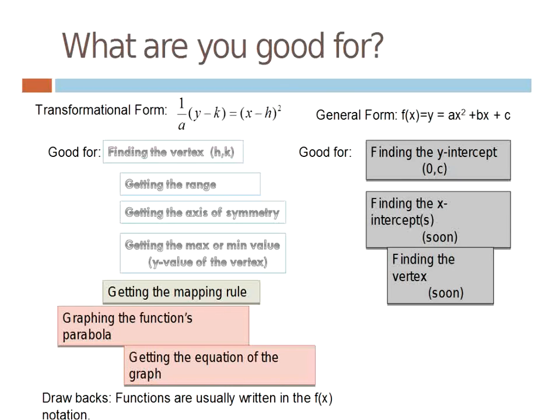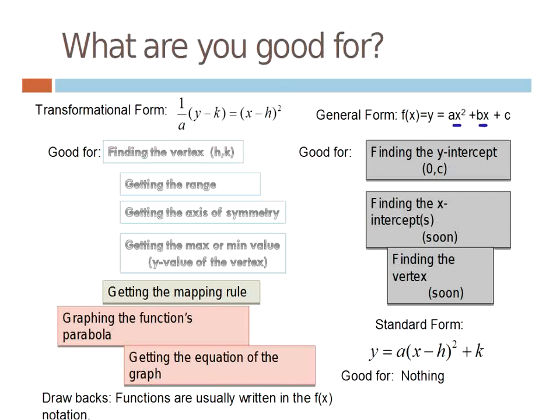Now the general form is good for finding the y-intercept. Remember, at the y-intercept x is 0, and so that term's gone and that term's gone, all we get is y equals c. We can also find the x-intercepts and the vertex, but that's coming later.